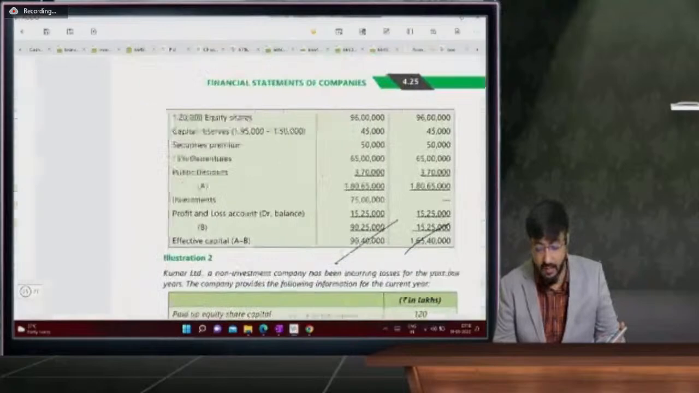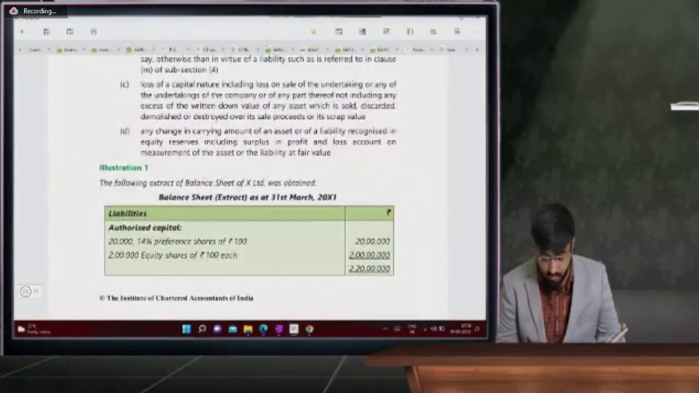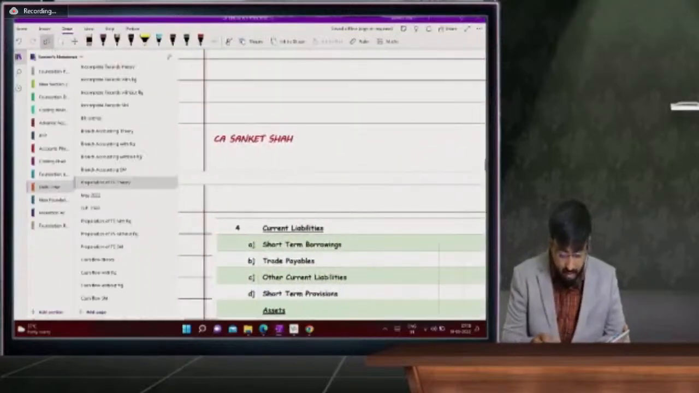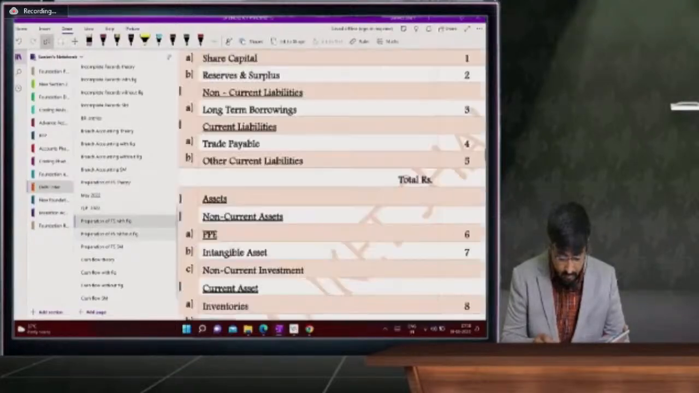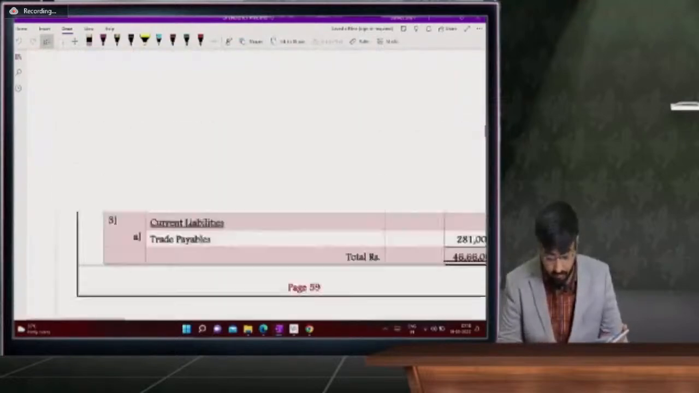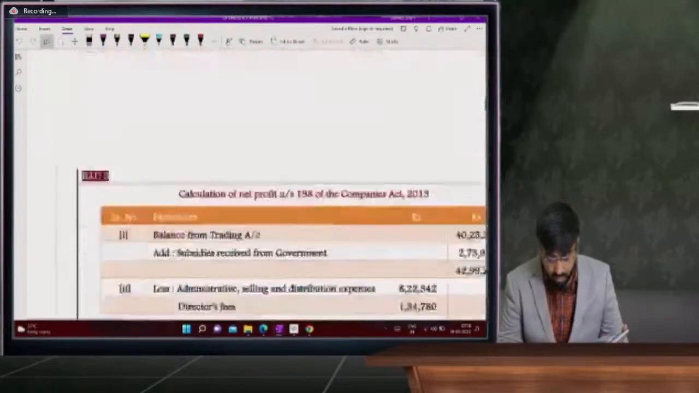So in the index, write down calculation of effective capital. So what is the index for this? Calculation of effective capital. You can take a screenshot of this index. Calculation of effective capital.